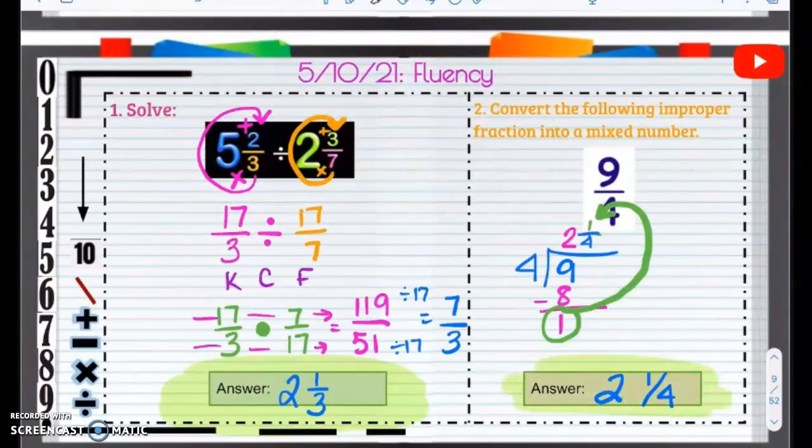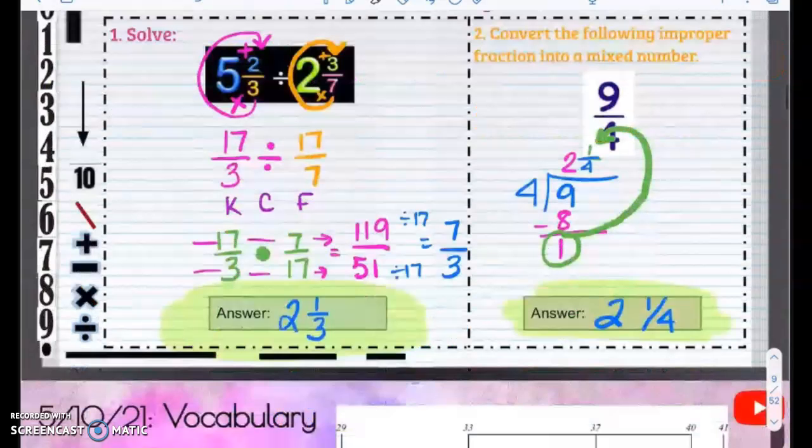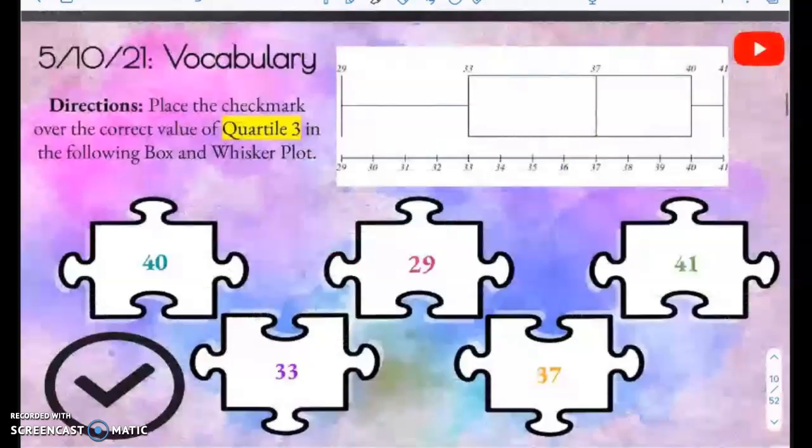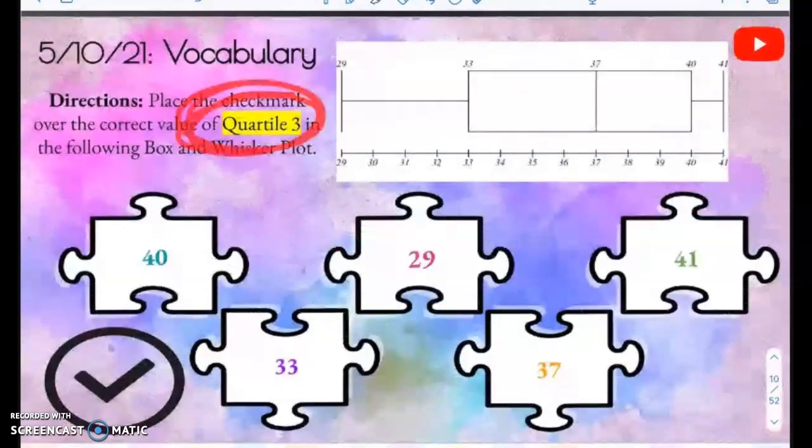Perfect. All right, let's do that last slide. That last slide is vocab for this video. We're going to place a check mark on the correct value of quartile 3. Come on, slides. I don't know why it's going so slow. I apologize. All right, so we're going to take a look for quartile 3.